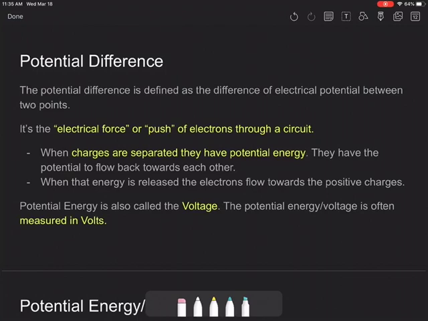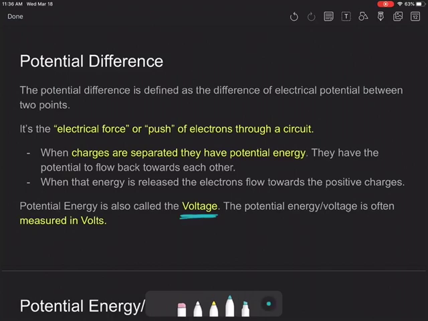When charges of opposite charge are separated from each other, they have potential energy. They have the potential to flow back towards each other. When that energy is released, the electrons flow towards the positive charges. If you have a negative and a positive, the negatives really badly want to go see the positives. When you release them, you're not holding them captive in their own separate quarters, so the electrons are going to flow towards those positives. We could say potential difference or potential energy is also called voltage.